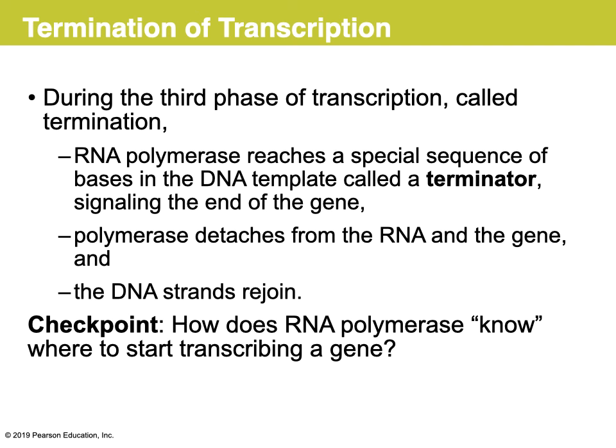The third phase of transcription is called termination. And you can kind of guess what that means. Termination means the end of something. So RNA polymerase makes that complementary strand. It reaches a special sequence of bases in the DNA template called a terminator. Just as there was a code called a promoter, which says, here's where it starts, now you have a bit of code called the terminator saying, this is where it ends. So once it hits that terminator, the polymerase detaches from the RNA and the gene, and the DNA strands finish rewinding, and now you've got a strand of RNA.